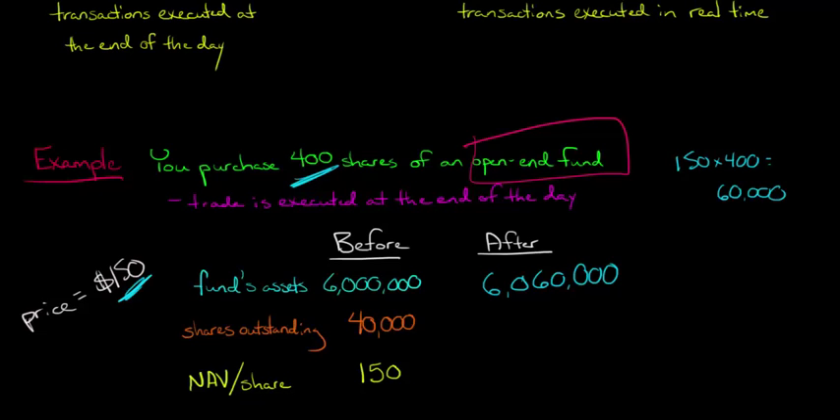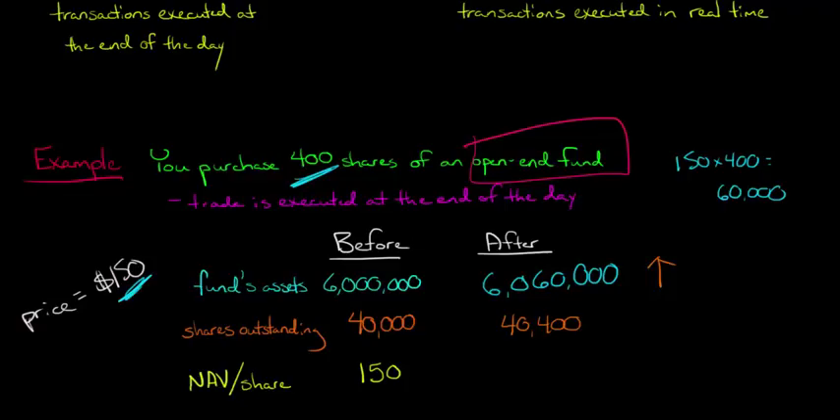Okay. But now this number of shares outstanding is going to change too, because the mutual fund issued 400 more shares. So now the number of shares outstanding is going to be 40,400. So we say that an open-end mutual fund has an unlimited capitalization, in that this fund assets number can just keep going higher as more people decide that they want to buy a piece of this mutual fund.